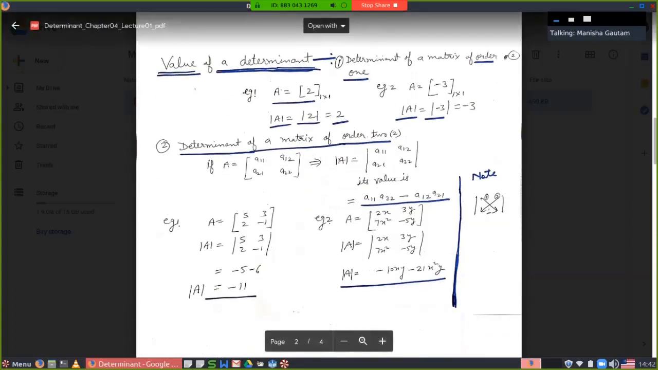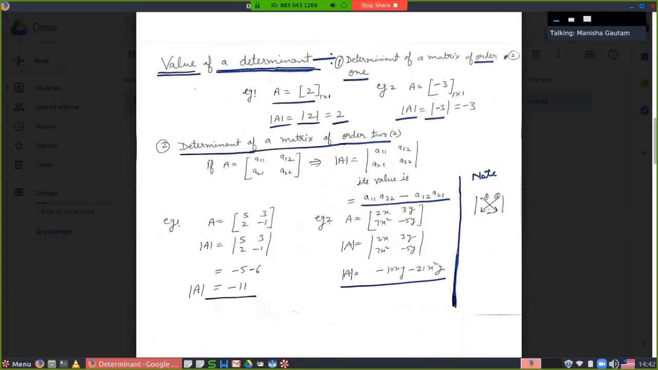In the second case, the determinant of a matrix of order 2. If a 2 by 2 order matrix is given to you, how do you find its determinant value? A is equal to a11, a12, a21, a22. It is the general form to write a 2 by 2 matrix. a11 means the first row, first column element. a12 means the first row, second column element. a21 means the second row, first column element, and a22 means the second row and second column element.